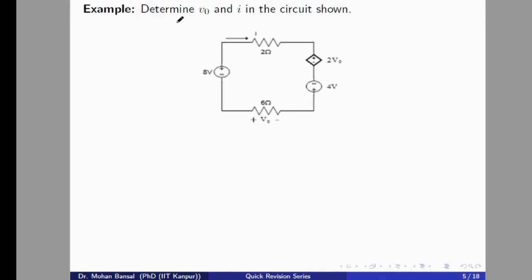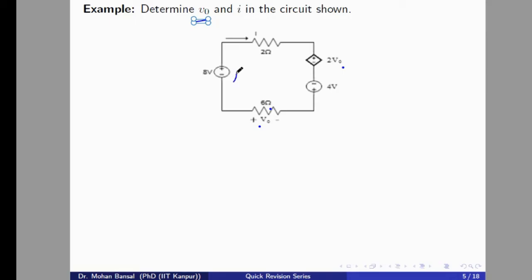Now we will see another problem in which we have to compute V0 and I in the circuit, where I is the current through the 2 ohm branch, and V0 is the voltage of the dependent source, which is equal to 6 into the current in the 6 ohm branch.